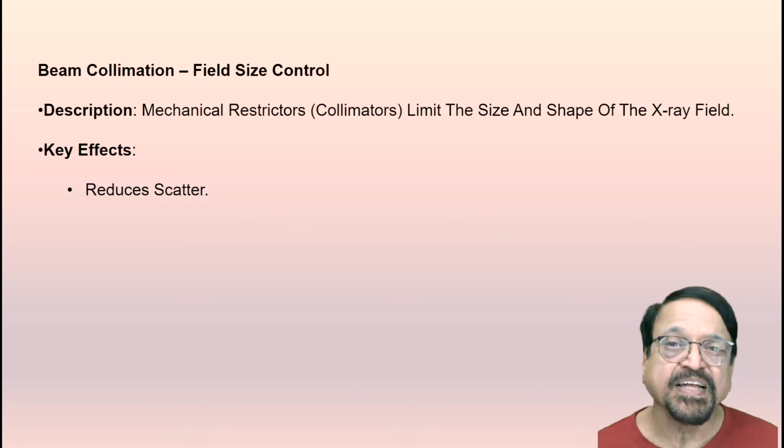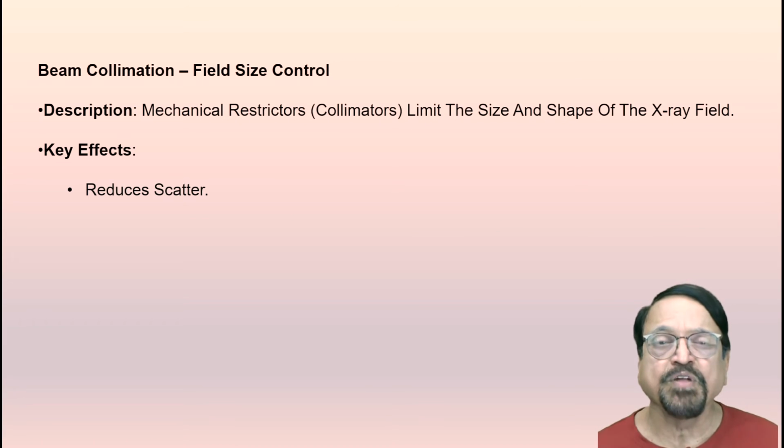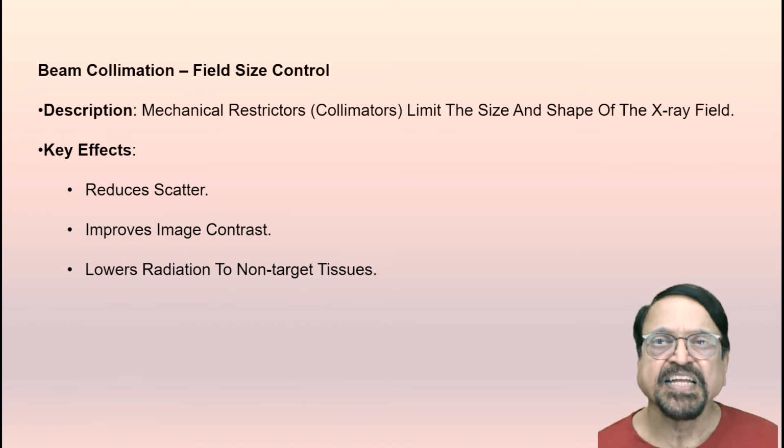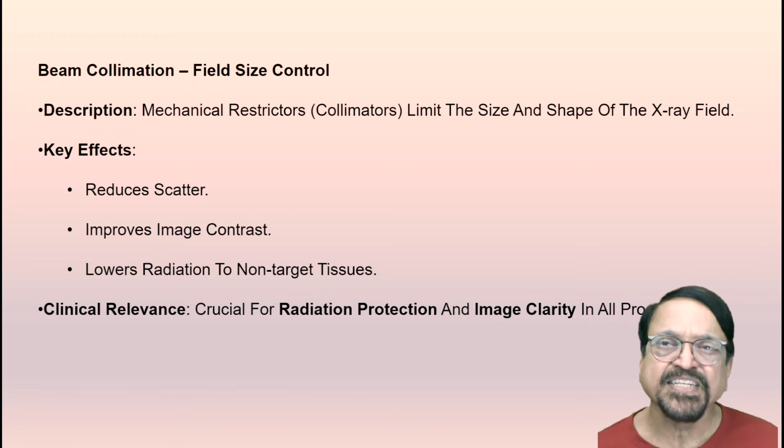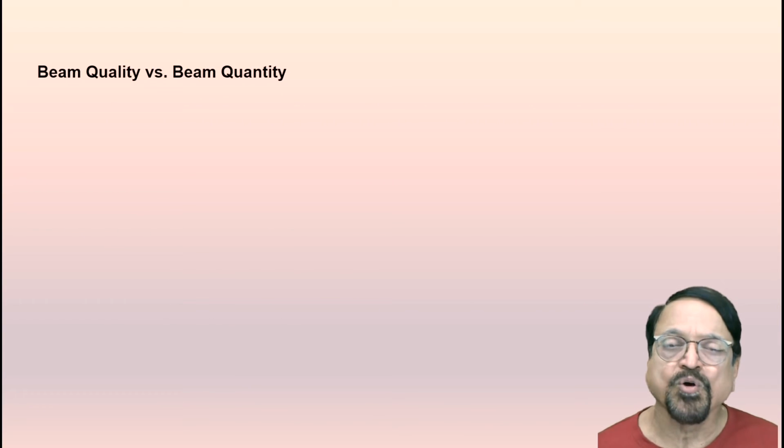Now how you have to decide it, or how it will make an impact. It will reduce the scatter, it will improve the image contrast, it will lower the radiation, and the non-target area will not get radiation. There is no need to radiate them. The clinical relevance is crucial for radiation protection and image clarity, because you are going to reduce scatter here.